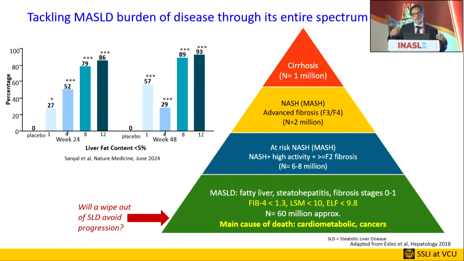And now I would try to propose being a little disruptive, a little controversial, but for sake of conversation, a sort of a risk-based approach that covers the entire population. So if you look at the population pyramid of everyone who has MASLD, at the bottom are people who have early disease, fatty liver, steatohepatitis, fibrosis stage 0 or 1. They have a low FIB4, their liver stiffness is below 10, their ELF score is low. And the main cause of death here is cardiometabolic and cancer, but we know biologically the liver disease is contributing to the cardiovascular disease and diabetes in this population.